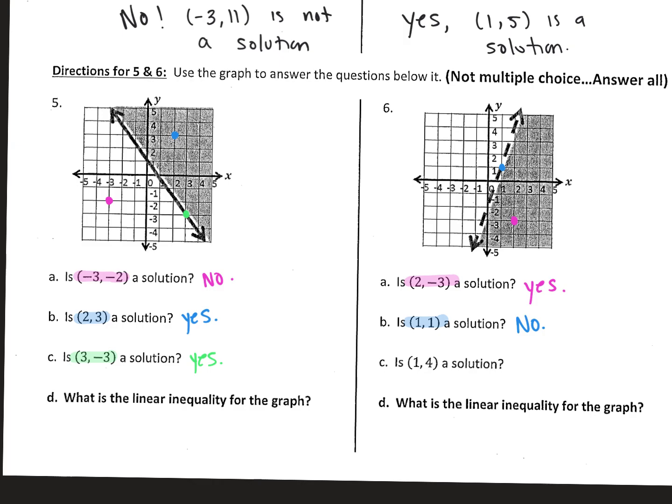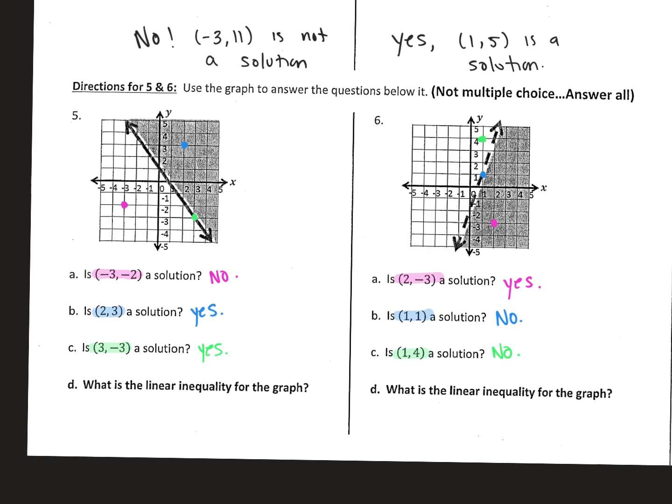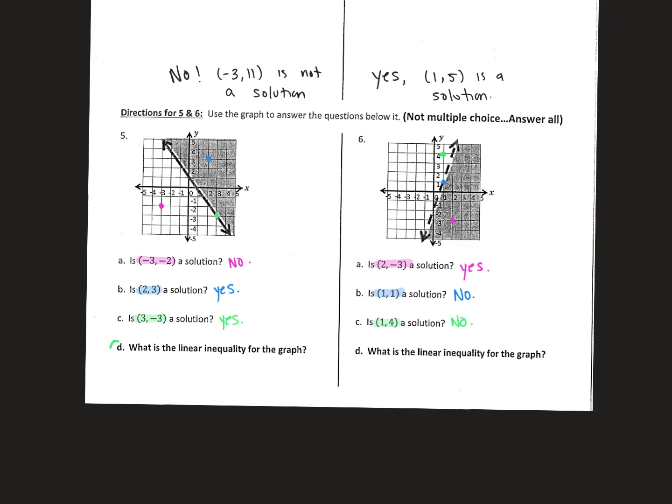And our last point here is at 1, 4. So at positive 1, positive 4 up here, nope, that is not in my shaded region. That is not a solution. We're not going to worry about writing the equations, writing the inequalities right now. We're going to come back to that on a different day.